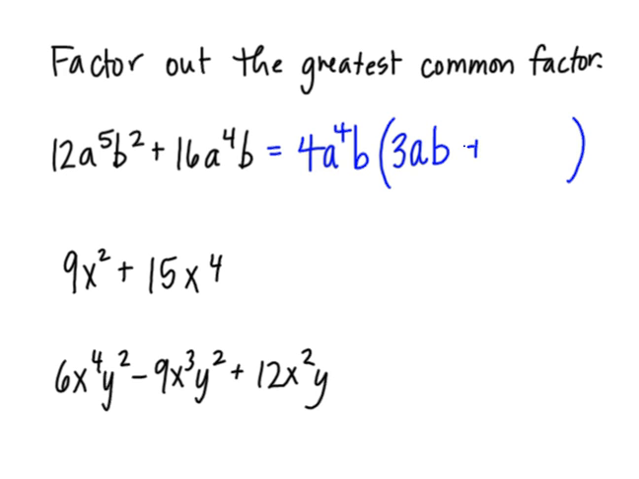My sign is plus, so I'm going to keep it and go to the next term. 4 times 4 gives me 16. I already have a 4, so I don't need any more a's. And I already have a b, so I don't need any more b's. And so my final answer is 4a to the 4th b times parentheses 3ab plus 4.